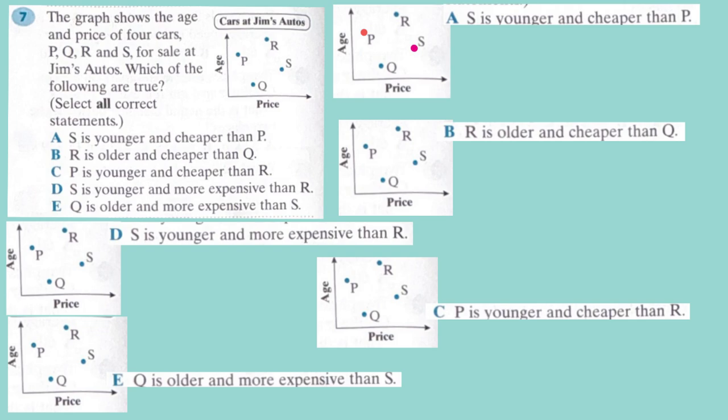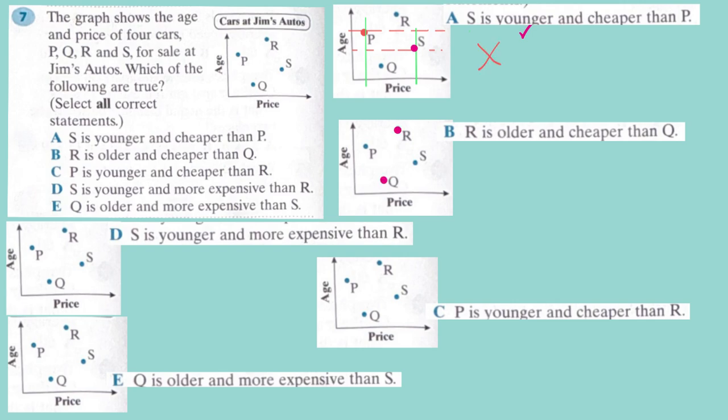Then let's have a look at the age of P, and let's have a look at the age of S. So which is younger? S is younger, that's true. And now look at the price. So we can see that P is actually cheaper than S. So that does not go with the statement, because the statement says that S is cheaper than P. So this statement is not correct.